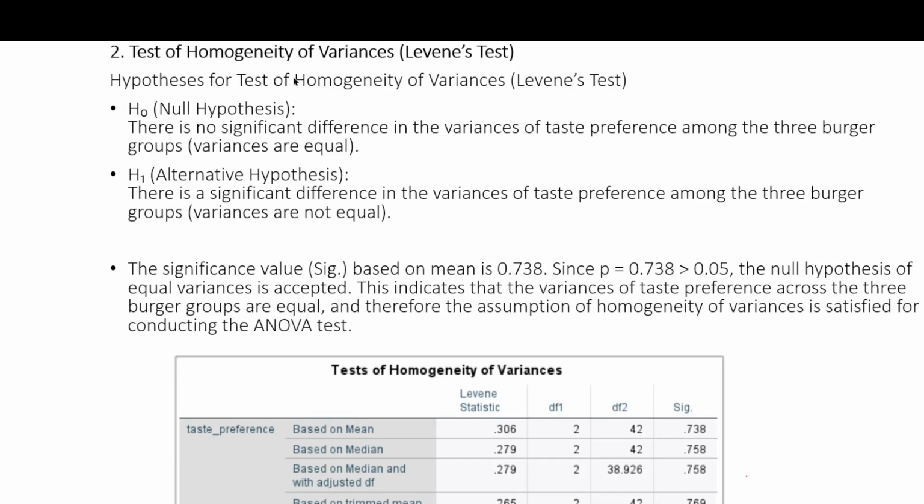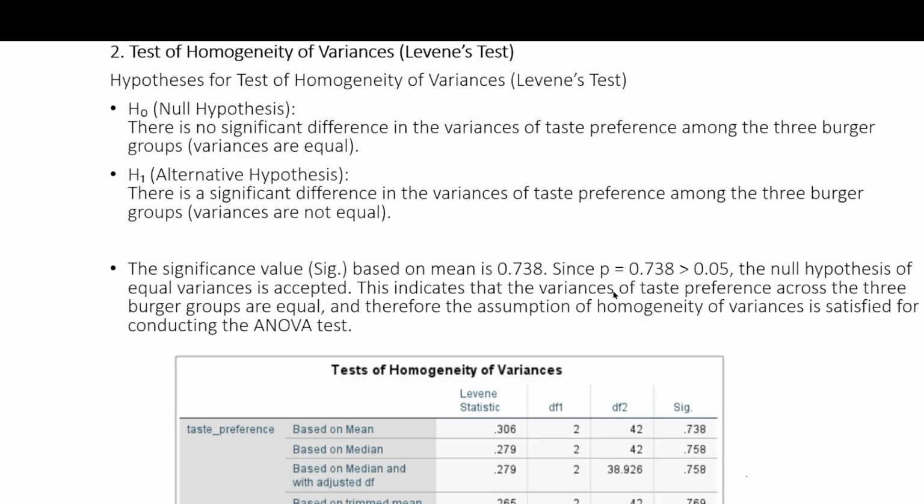The second is the test of homogeneity of variance, Levene's test. In this case, the null hypothesis is there is no significant difference in the variance of taste preference among the three burger groups. Alternative hypothesis: there is a significant difference in the variance of taste preference among the three burger groups. So now you can see the significance value, or the p-value, is 0.738. Since the p-value is greater than 0.05, the null hypothesis of equal variance is accepted.